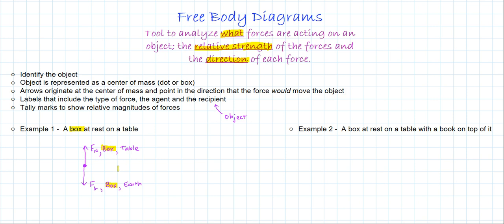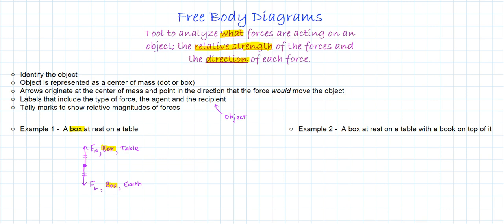It's the whole point of why we're drawing the free body diagram. Next, we're going to do tally marks to show relative magnitudes of the forces. What we mean by this is show if one force is stronger than another. Well, in this case, because it's at rest, and we'll get into this in more detail later, this object is balanced and it's not moving, so these two have the exact same strength of force. So I'm kind of showing it in that way.